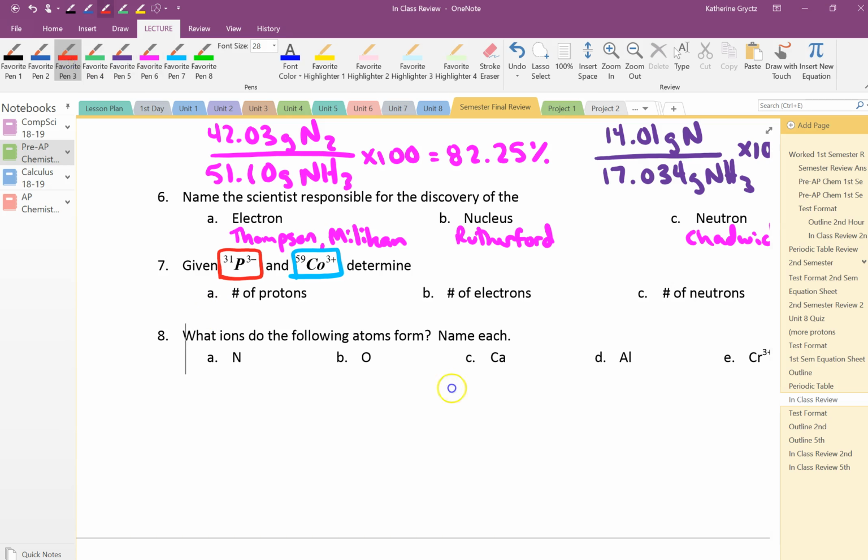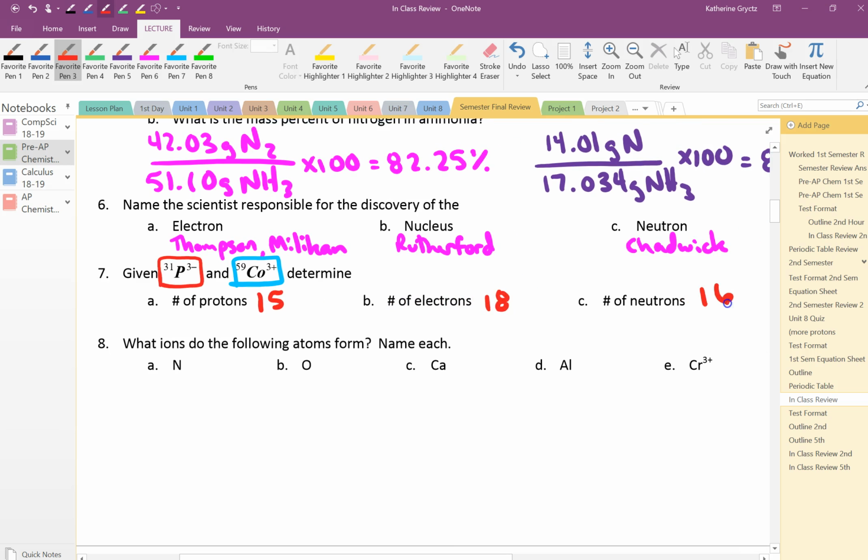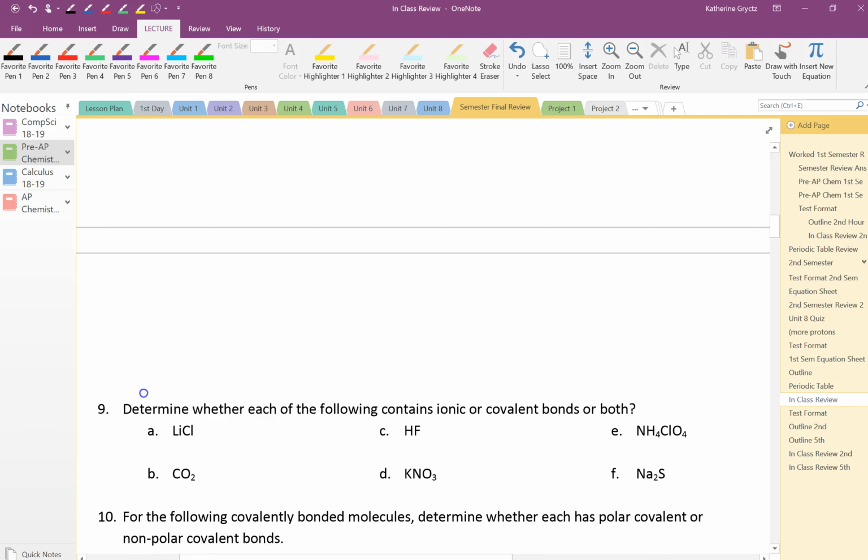So for phosphorus we had 15, 18, and 16, and for cobalt we had 27, 24, and 32. Okay, alright, so that is electrons, protons, and neutrons. Next up is the average atomic mass and the mass spectrometry. There's an example of that later on in this review.